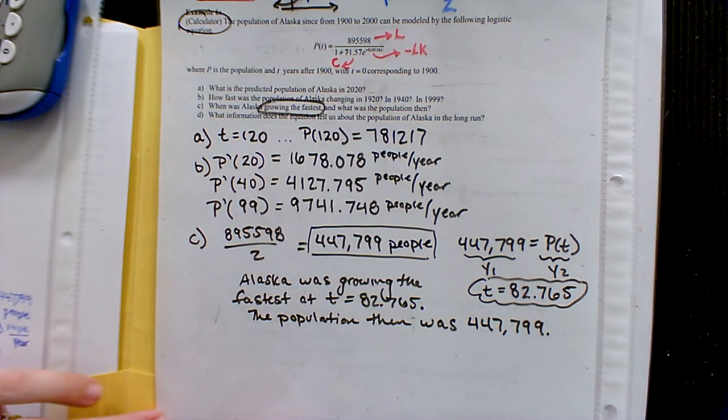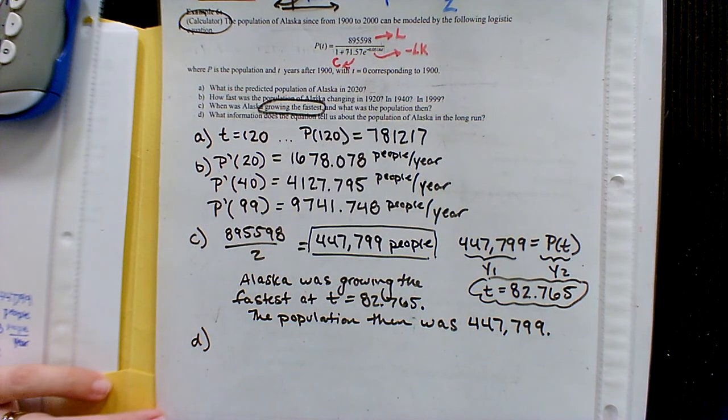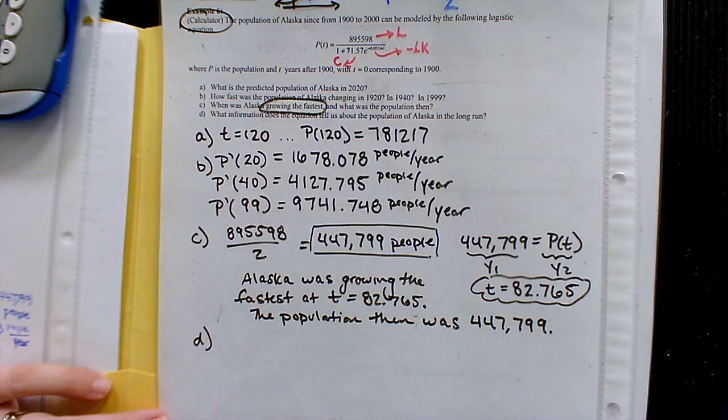Hanging in there? All right, last part, D. What information does the equation tell us about the population of Alaska in the long run? So as time goes on forever, what can we say about the population of Alaska?